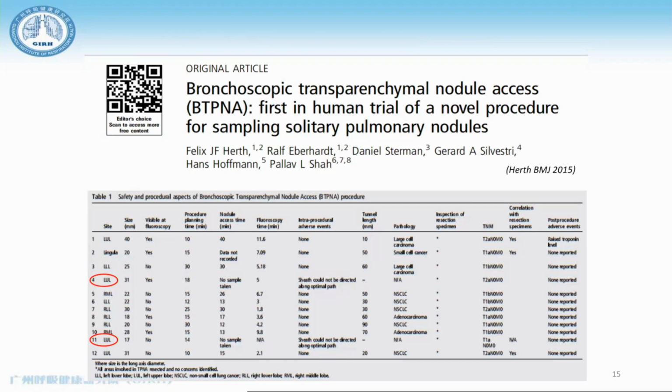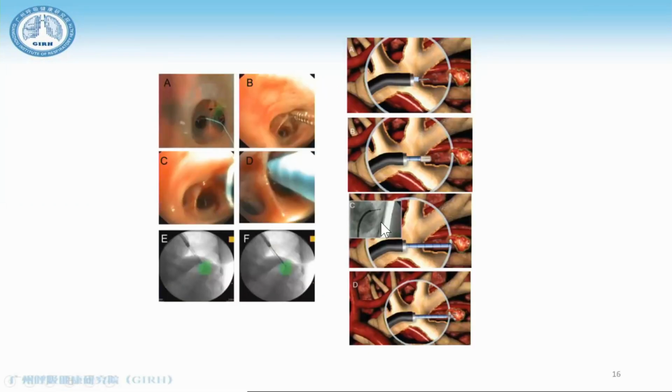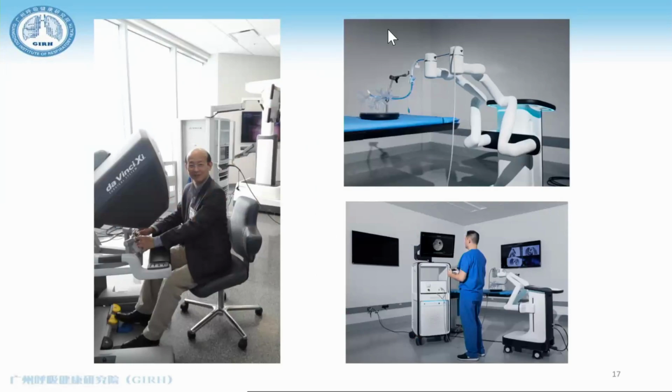Another method, BTPNA, developed by Dr. He in 2015, is a new technique for reaching nodules where the bronchoscopy sign is negative, with the mechanism as Dr. Tan described. And the bronchoscopy robot is also a new technique.